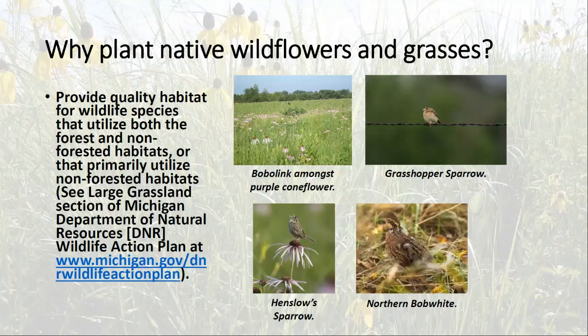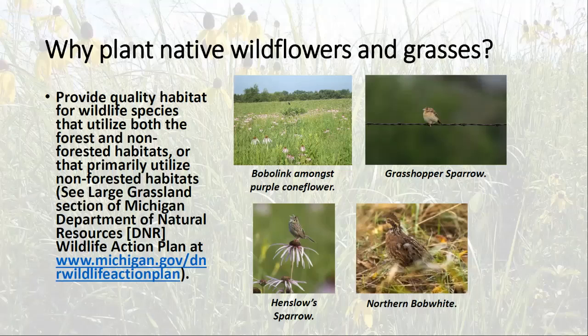In addition to native pollinators, there are other wildlife species that people are interested in managing for. Some examples include the grasshopper sparrow, which is one of our native sparrows, as well as the Henslow sparrow, which you're seeing in the bottom left there. Things like the northern bobwhite, which is a native game bird, and a bird that some people find really cool, including myself, which is the bobolink.